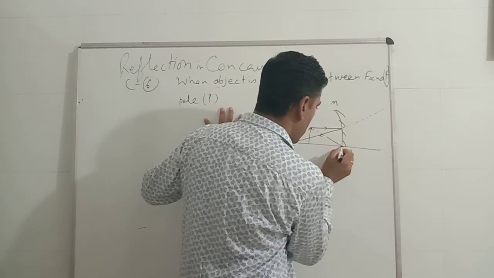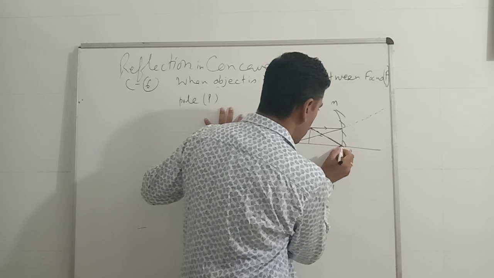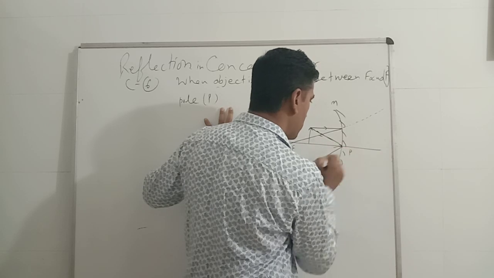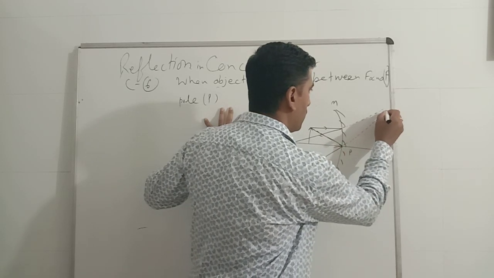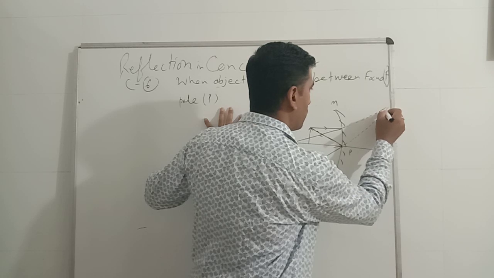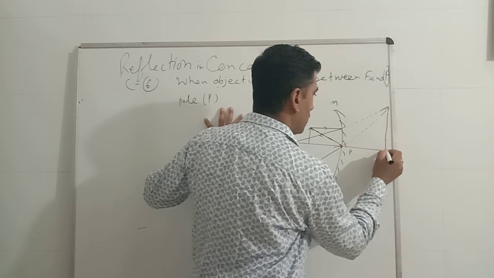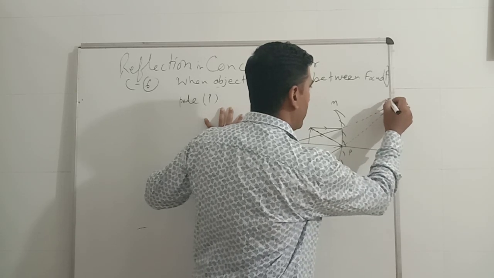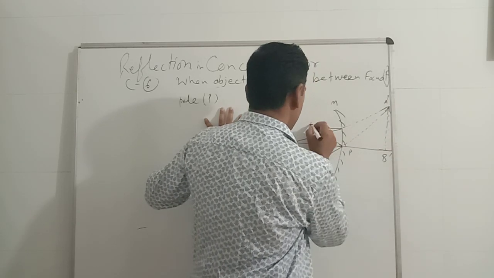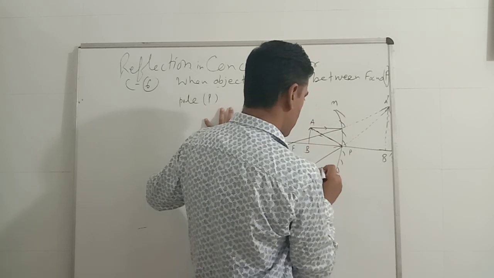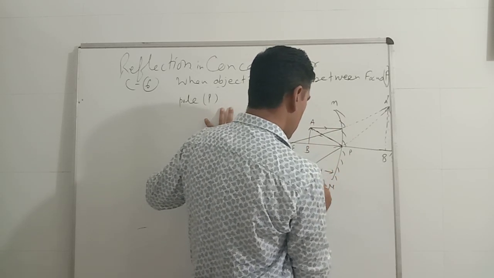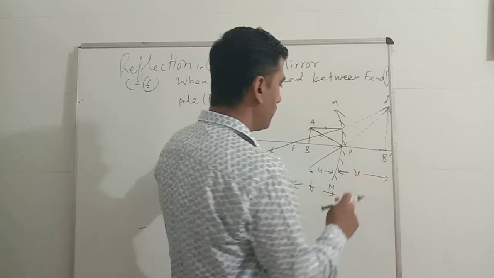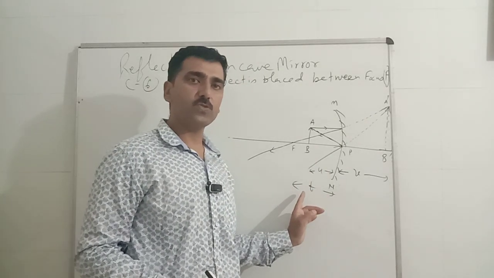So from here, this is reflected back in the same direction, and from here you will see where they are going to meet. That point you can make dotted. So this is the position A dash B dash, and AB. This is your U. F is a little greater than U. This is your V. V will be positive, U will be negative, F will be also negative.